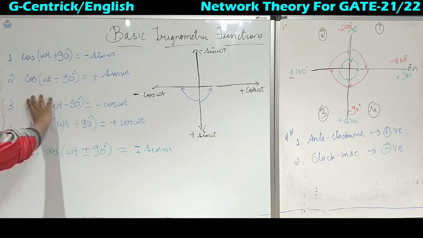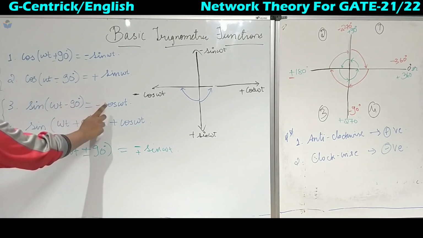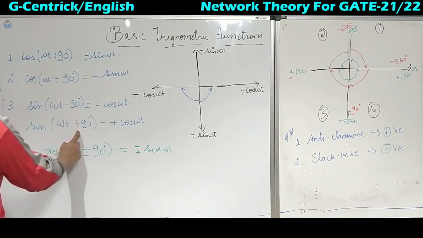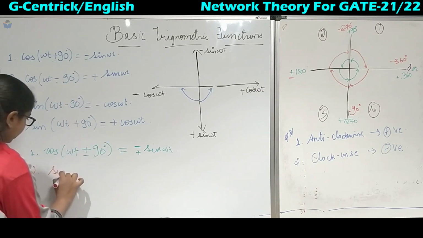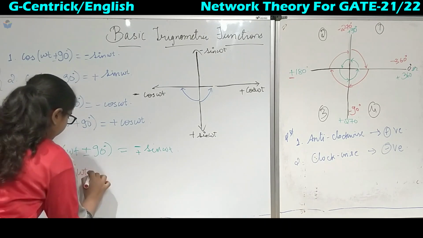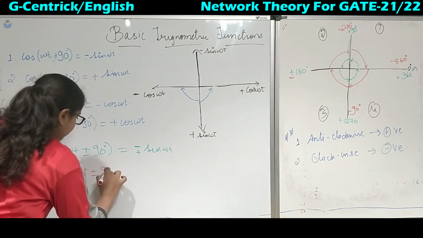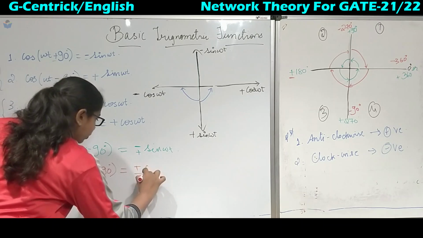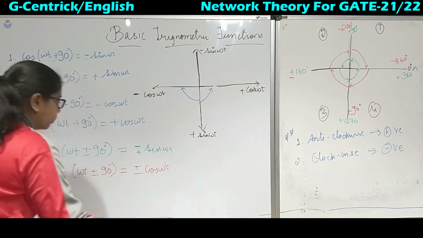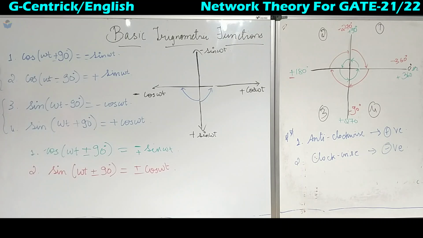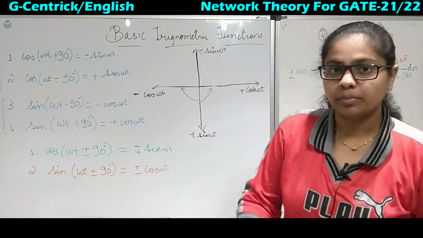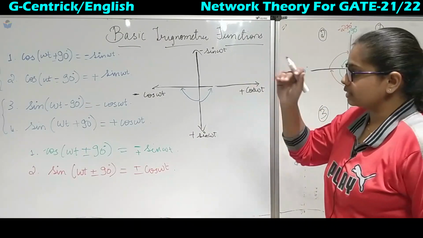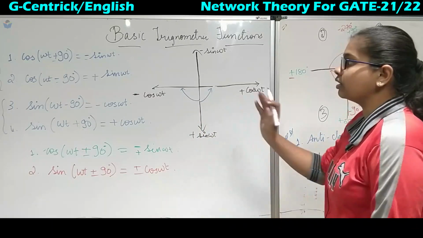Next, combining the other two, what will I get? If it is minus 90, here also you are getting minus. If it is plus, you are also getting plus. So the second formula will be sin of omega t plus or minus 90 degrees gives you plus or minus cos omega t. Okay, so you can write this combined. Whenever you forget these formulas, you have this diagram to memorize them. This is a basic trigonometric function.